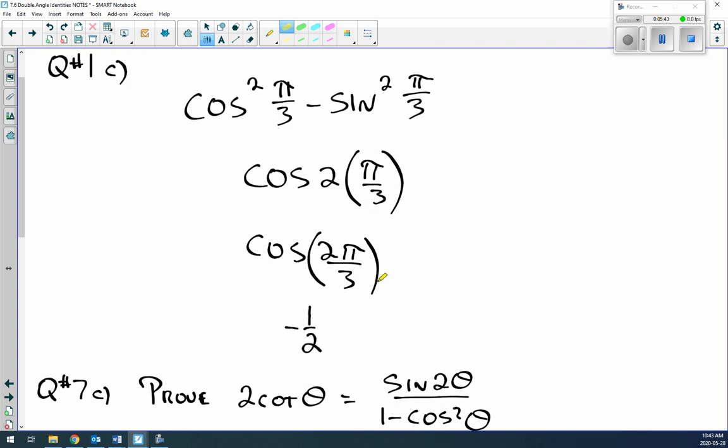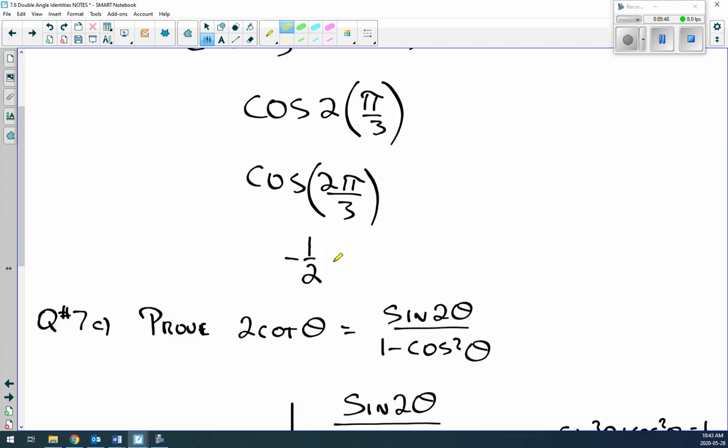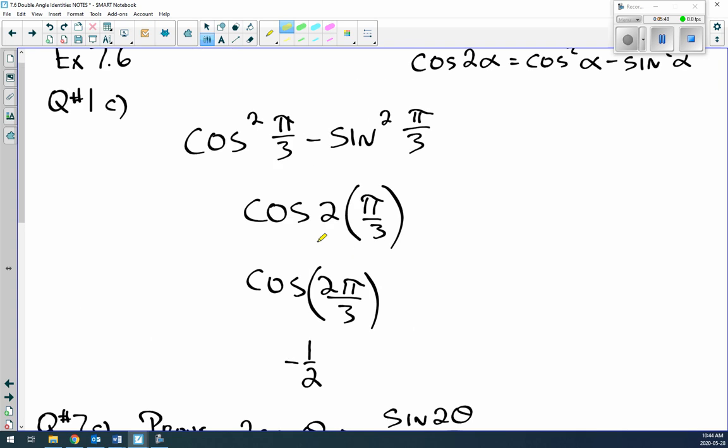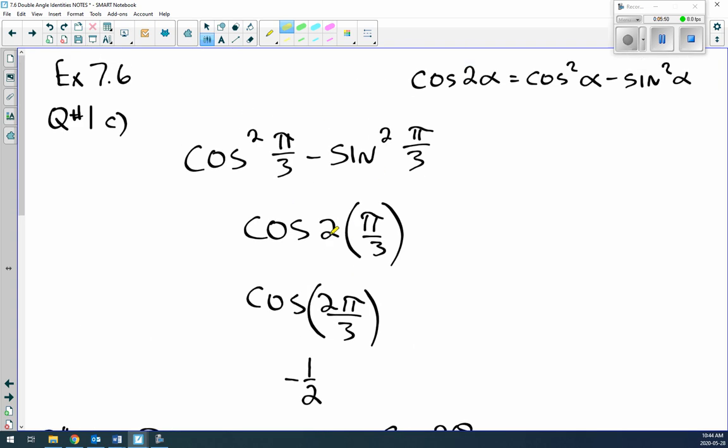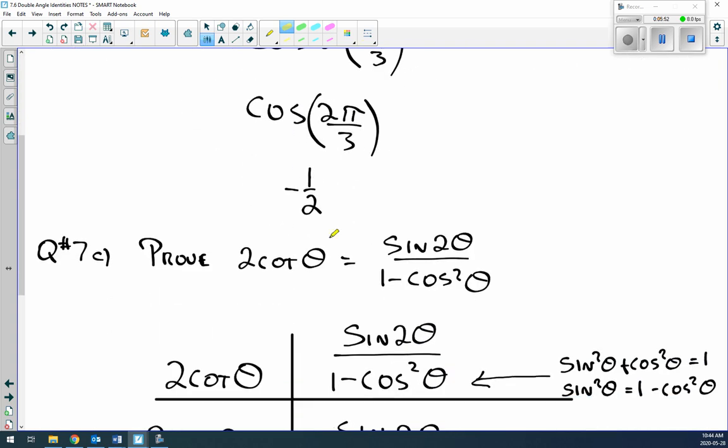Now, can we find the cosine of 2 pi over 3? Yeah, just grab it off your unit circle. It's negative a half. So what we did is we went from something a little more complex down, using double angle identities, to make it a little more simplified.